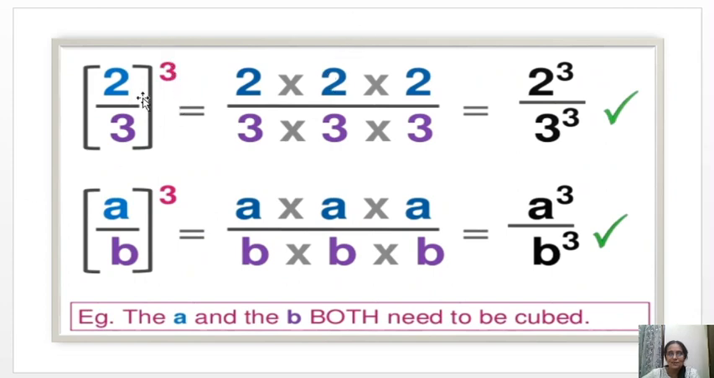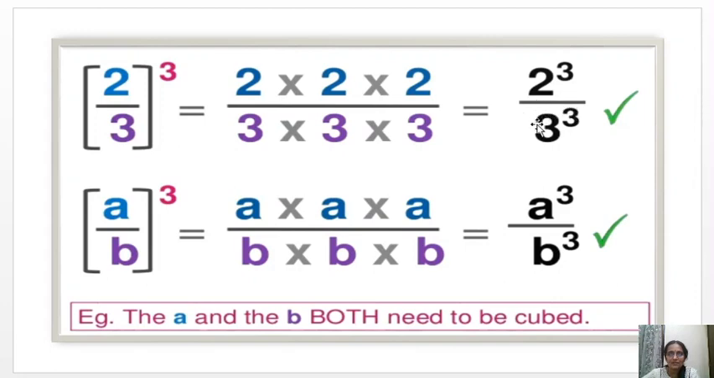It is a division sum. It is 2 by 3 fraction, or you can take it as division. Now the whole fraction is raised to the power 3. What is the meaning of exponent? 2 by 3 is multiplied 3 times. You will get 2 multiplied 3 times in the numerator, and in the denominator 3 is multiplied 3 times. Write it separately.